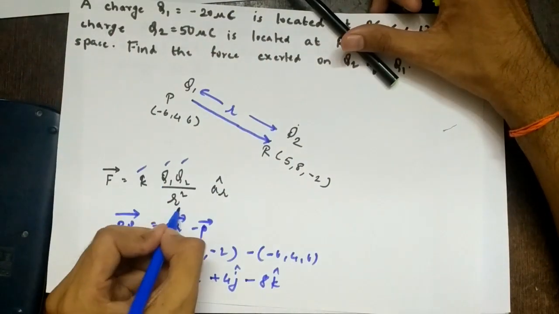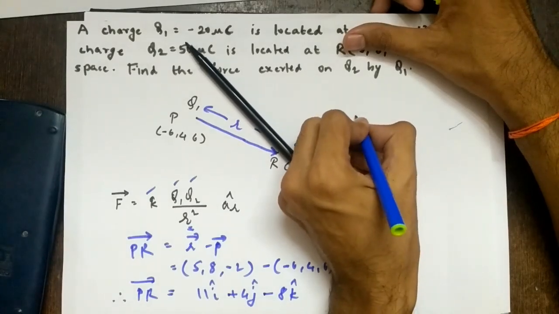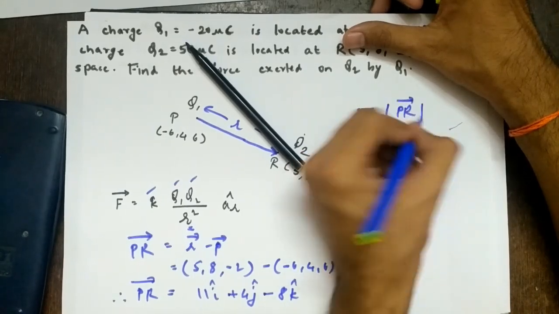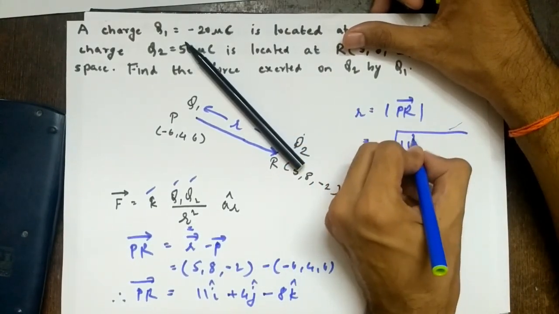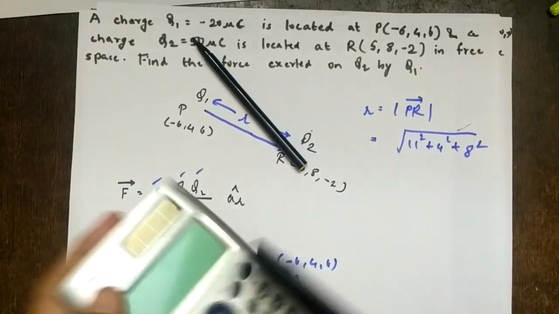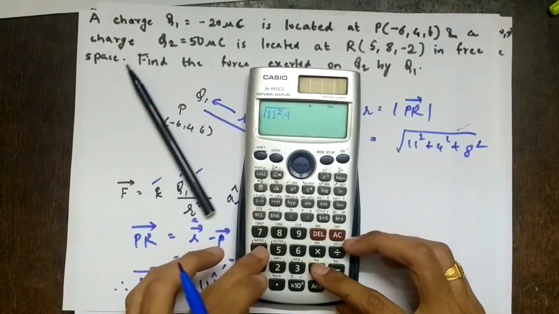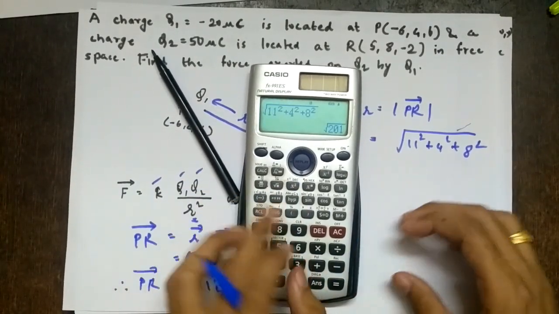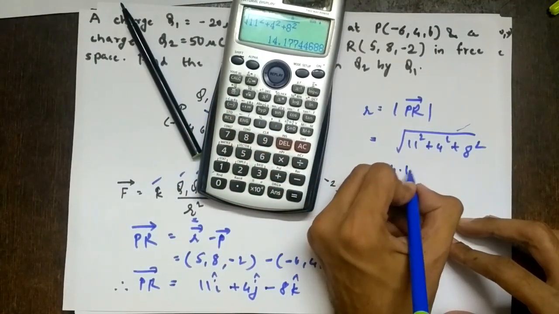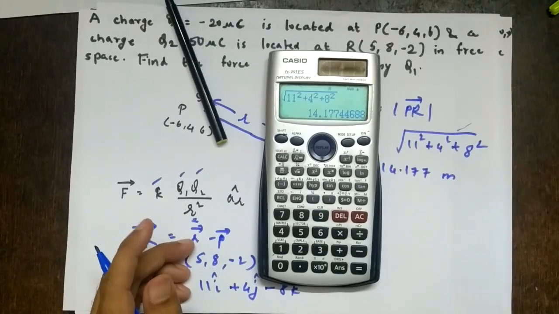But what do we require? We require small r. Small r will be the magnitude of this vector. So small r equal to the magnitude of the PR vector. And what is the magnitude of a vector? It will be square root of 11 square plus 4 square plus 8 square. So just use your calculator and calculate this. It is 14.177. What is the unit? Meter. If they have not mentioned any units, we have to assume it is SI unit only.